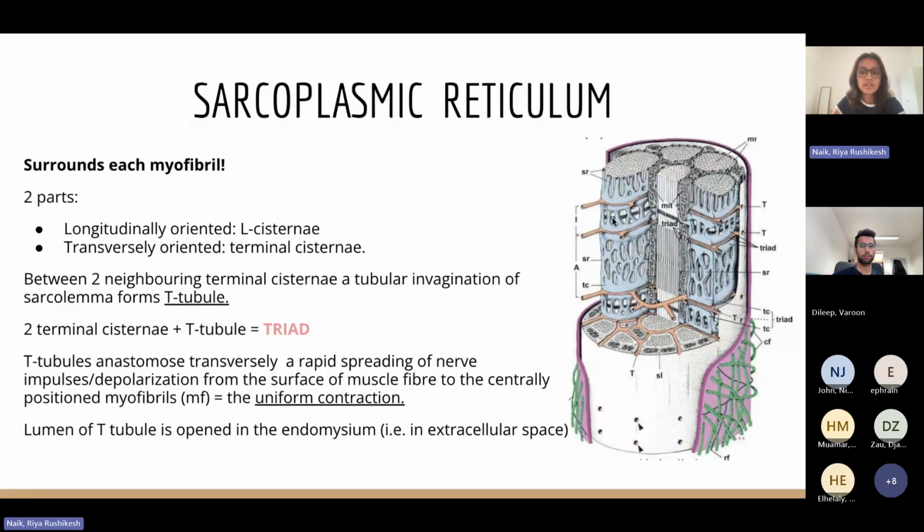The only thing you need to remember here is the function of a T tubule. The T tubule is involved in spreading of the nerve impulses, which helps in uniform contraction. That's the only function you need to know here. Apart from that, there's one terminal cisterna, another terminal cisterna, and between them there's a T tubule, and these three things form a triad. Is that okay? Yes, okay, thank you so much. No problem.